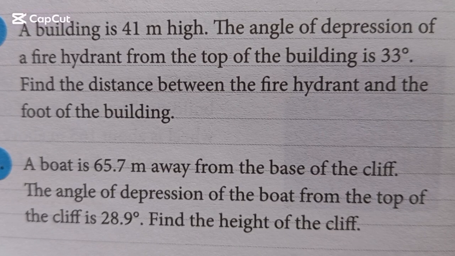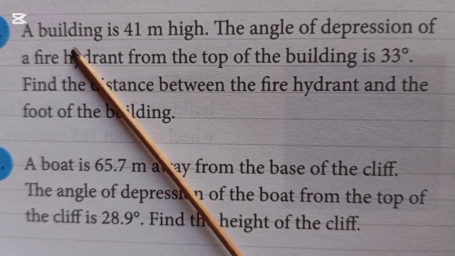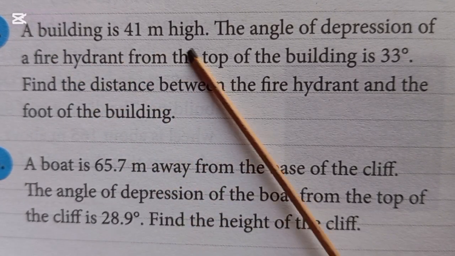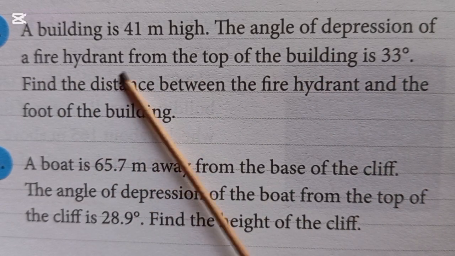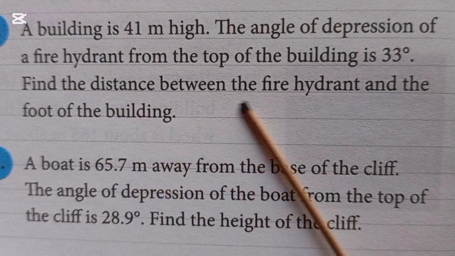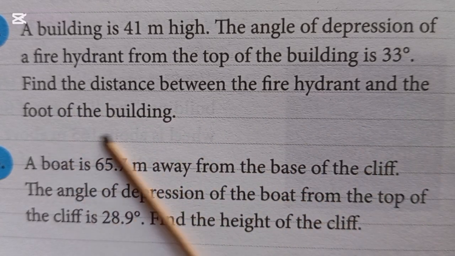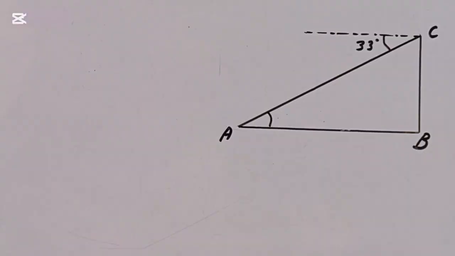Here is the statement of question number 4 of the same exercise. A building is 41 meters high. The angle of depression of a fire hydrant from the top of the building is 33 degree. Find the distance between the fire hydrant and the foot of the building. Now we solve it. Here is the figure for this solution.